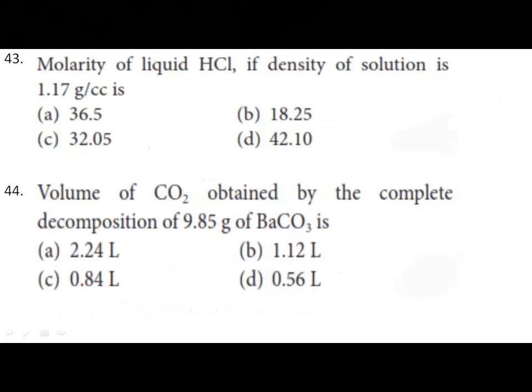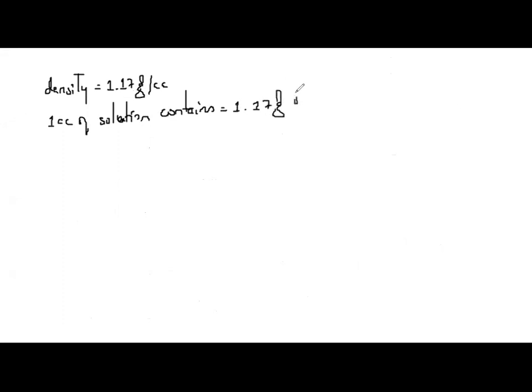Molarity of liquid HCl if the density of the solution is 1.17 grams per cc. So they have given us density. The density of the solution is 1.17 grams per cc, and they have asked us to find molarity. See, 1 cc of solution contains how much? According to this density, 1 cc of solution contains 1.17 grams of HCl, correct? Yes or no?